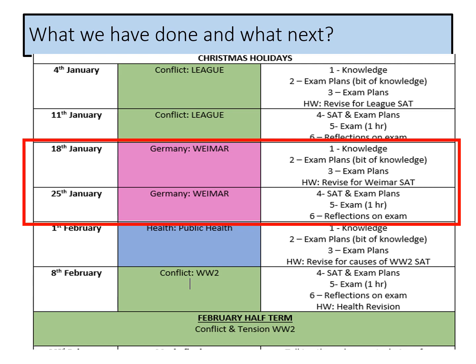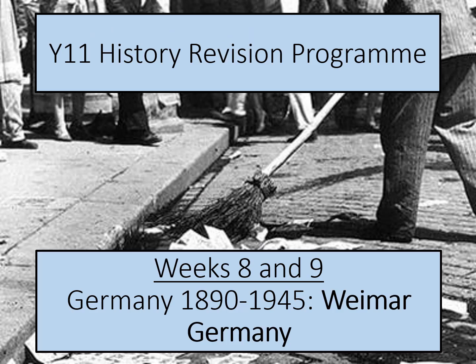So let's get started. We're now going to spend this lesson going over the knowledge for Weimar Germany, which is the second topic within our Germany scheme, which goes from 1890 to 1945. We've already finished looking at the Kaiser's rule, so we're going to move on to Weimar Germany.